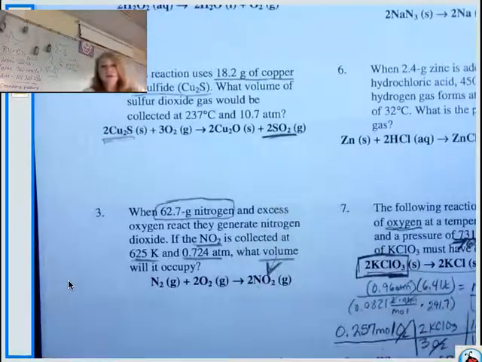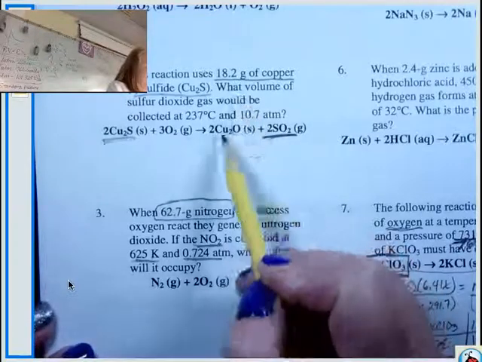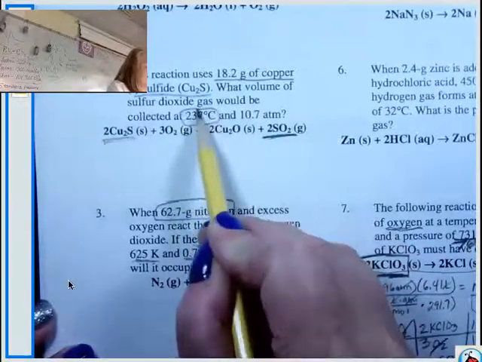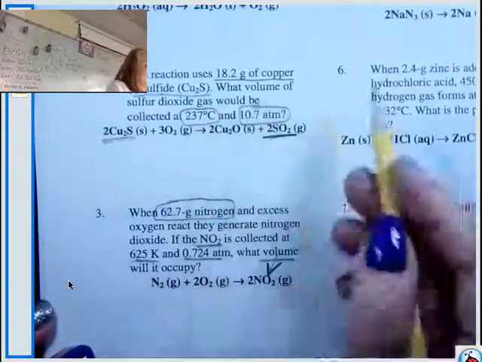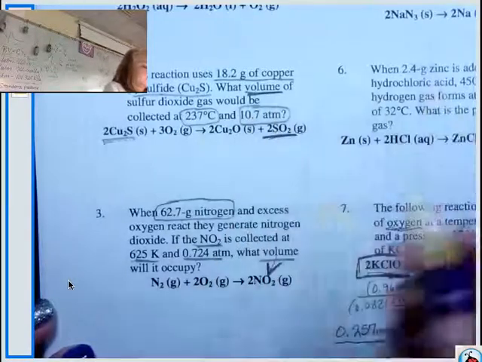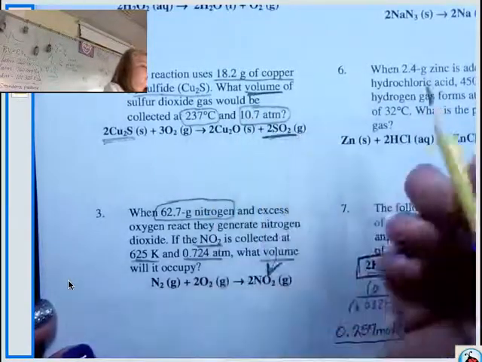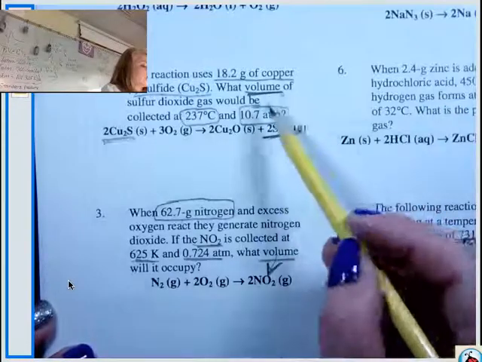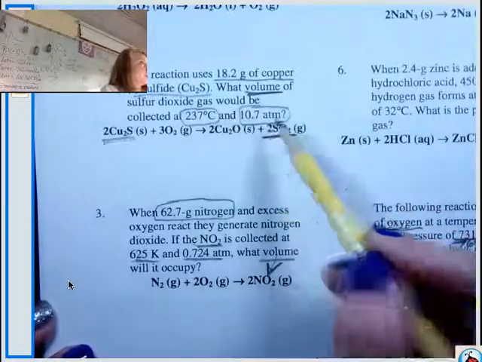Okay, can you tell me right now what the ratio of those two things are to each other? It's a 1-to-1 because it's got a 2 and a 2 in front of it. Okay, so it says what volume of sulfur dioxide gas would be collected at this temperature and this pressure. And so we're looking for V. And so what gas law does it tell you? I mean, what does it kind of scream at you that you're using? You've got volume, you've got temperature, you've got pressure.